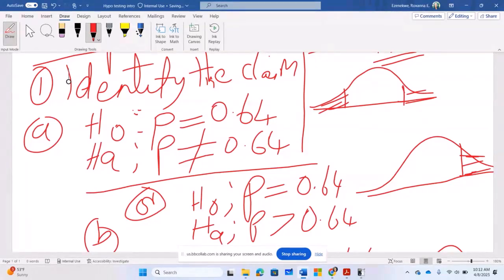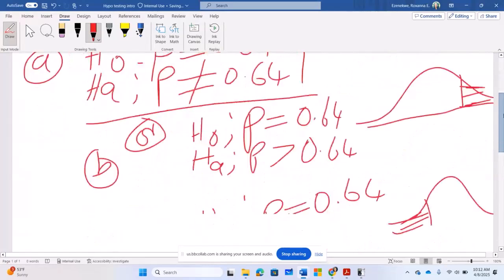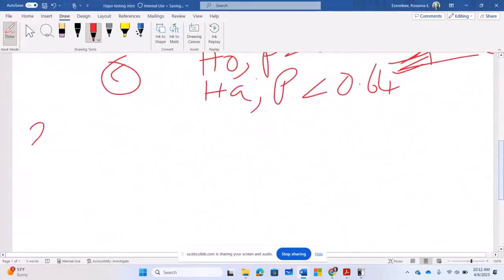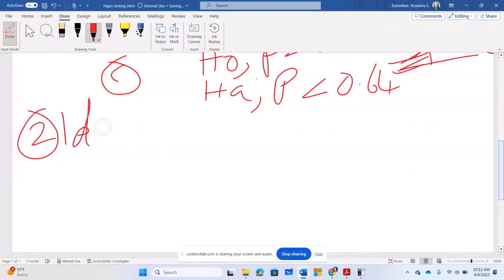Okay, so step 2. I'm writing these steps because they are very important. You must know the steps. All right, so we are done with step 1. Step 2 of hypothesis testing: you have identified the claim. The next thing is, what is the alpha? So identify alpha.